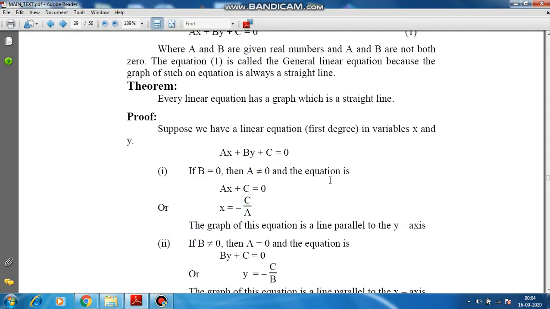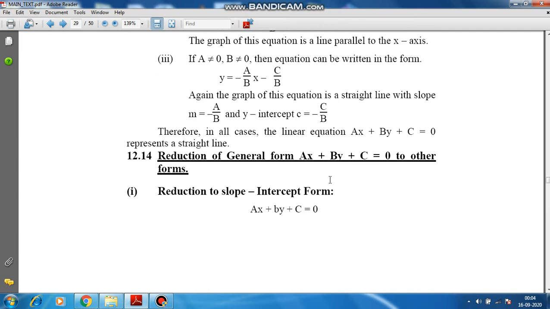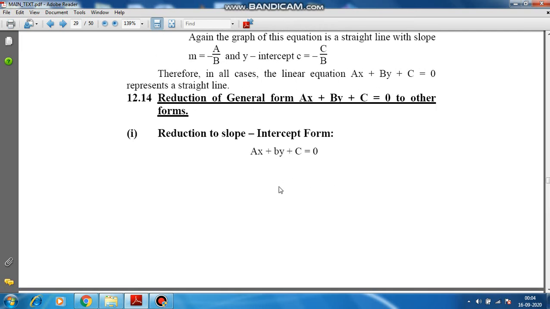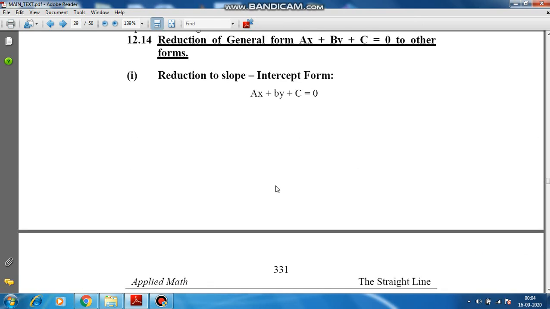Anyway, so suppose, okay, leave it. Reduction of equation. Every general equation can be converted to any particular type of equation, standard equations. So suppose we have to reduce into slope intercept form. So slope intercept form is y equal to mx plus c, which we discussed earlier.